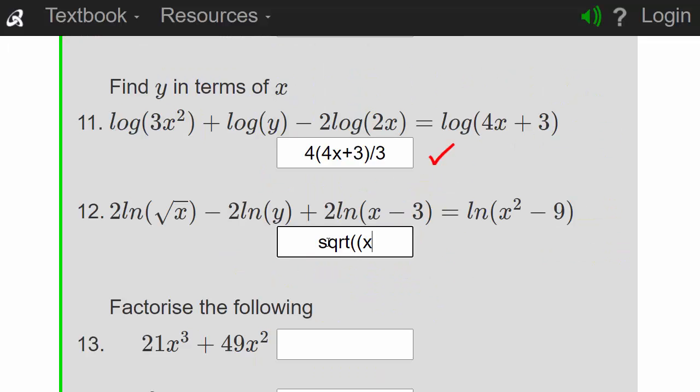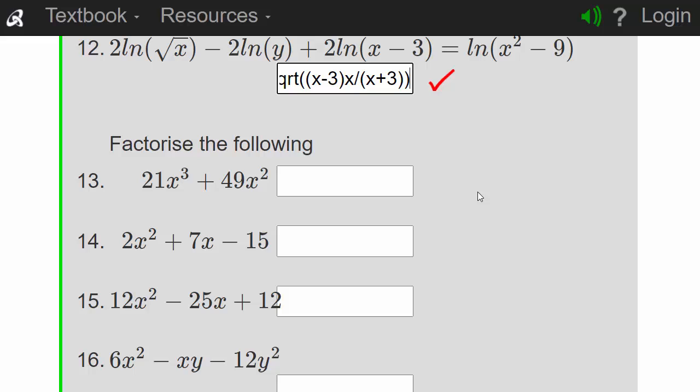We're going to get SQRT brackets brackets x minus 3 brackets x divided by brackets x plus 3 brackets brackets. And if we've got that right, yes we have. If we miss one of the brackets it would be marked wrong, so always make sure that you've got the right number of opening and closing brackets.